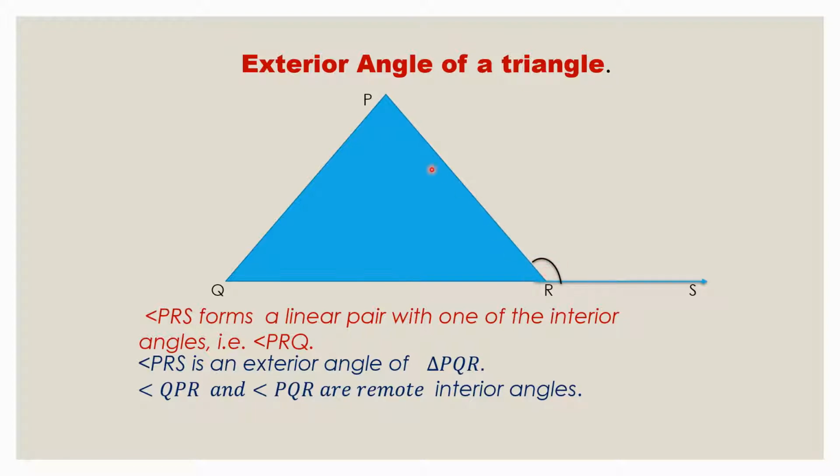In this figure, angle PRS forms a linear pair with one of the interior angles, angle PRQ. Therefore, angle PRS is an exterior angle of triangle PQR. And angle QPR and angle PQR are the remote interior angles.